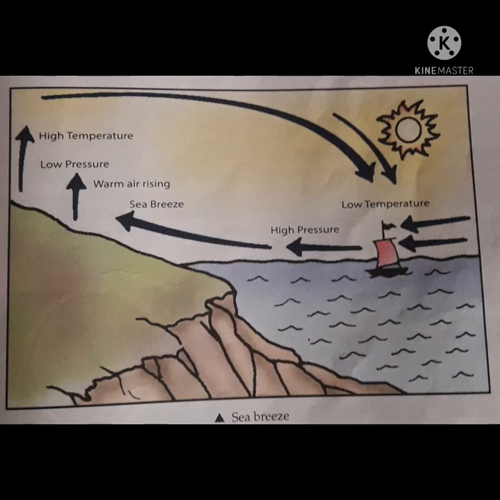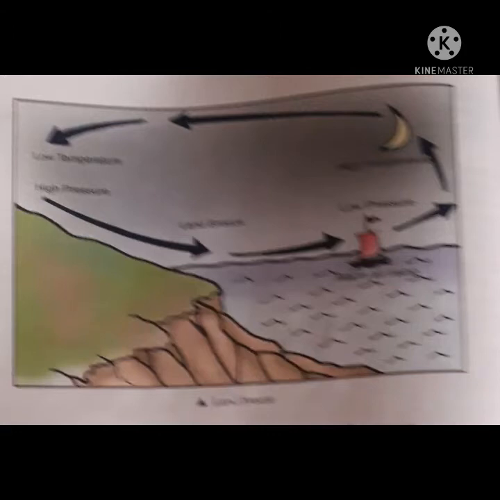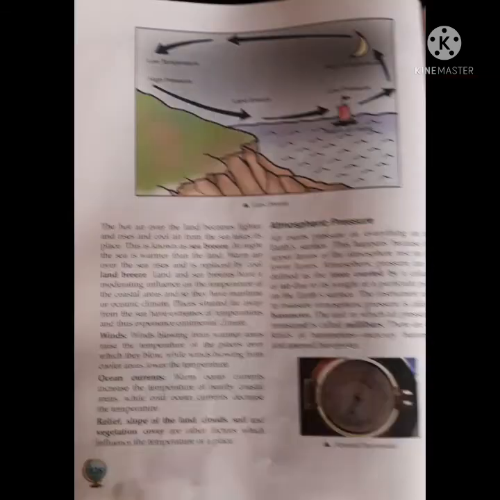At night, the sea is warmer than the land. Warm air over the sea rises and is replaced by cool land breeze. Land and sea breezes have a moderating influence on the temperature of the coastal areas, and that is why they have maritime or oceanic climate, and the places which are situated far away from the sea have extreme or continental type of climates.